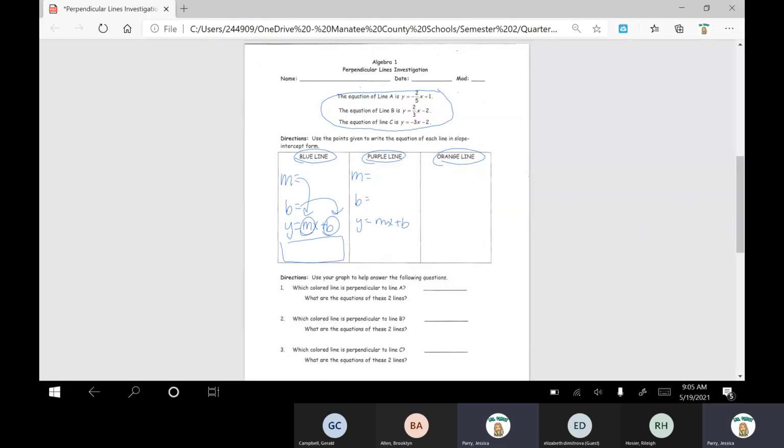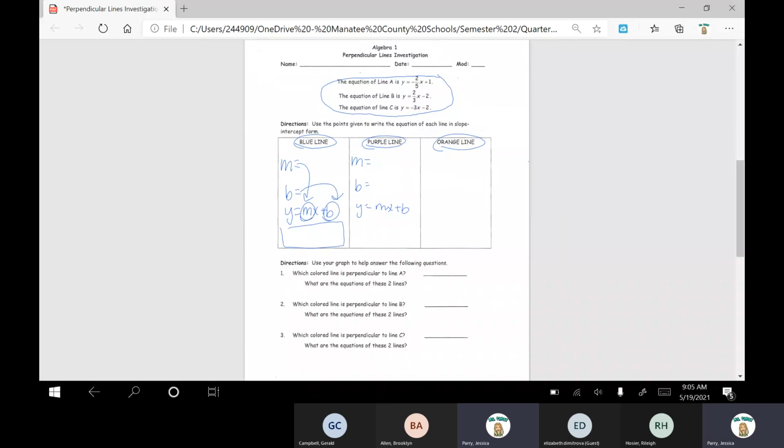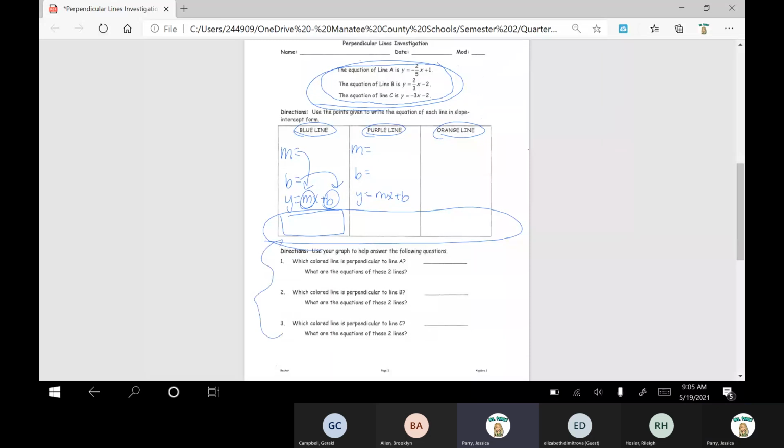And then you'll be able to see what your 3 equations are here for the 3 colored lines, and then your 3 equations for the 3 letters, the A, B, and C. Then you can answer these questions here.